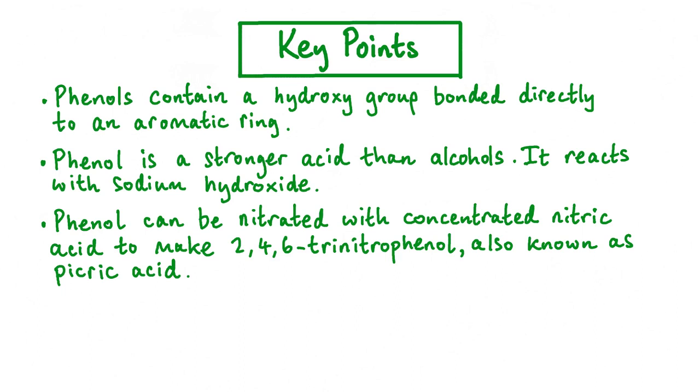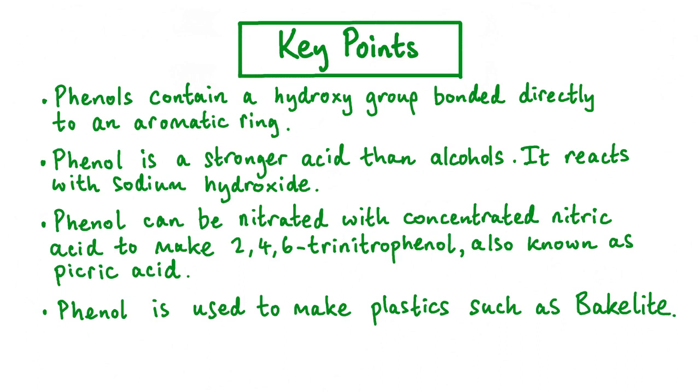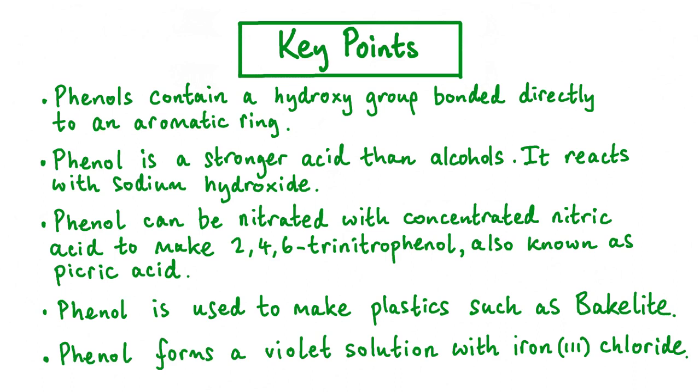Phenol can be nitrated with concentrated nitric acid to make 2,4,6-trinitrophenol. This is also known as picric acid. Phenol is used to make plastics such as Bakelite. Phenol forms a violet solution with iron(III) chloride. This reaction is one possible test for phenols.